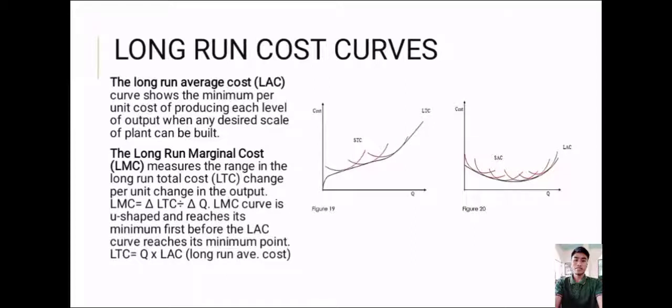Long run cost curves. The long run average cost, LAC, curve shows the minimum per unit cost of producing each level of output when any desired scale of plant can be built. The long run marginal cost, LMC, measures the change in the long run total cost, LTC, per unit change in output.